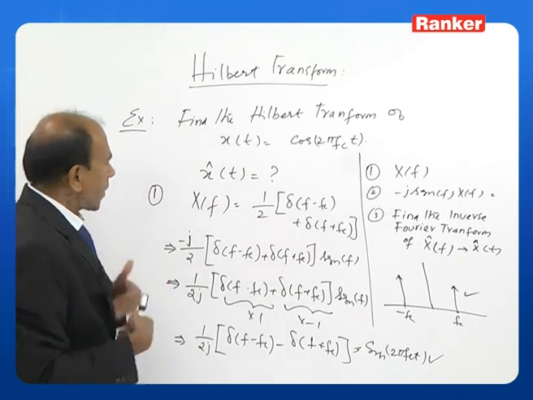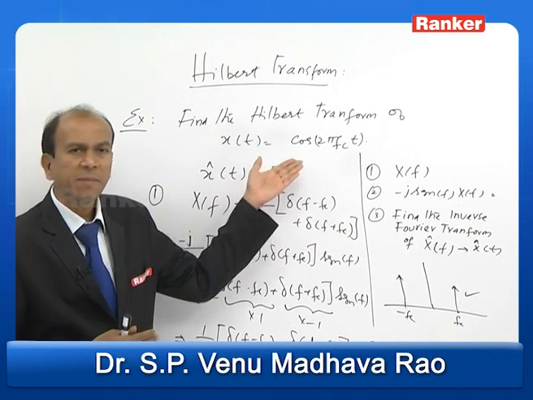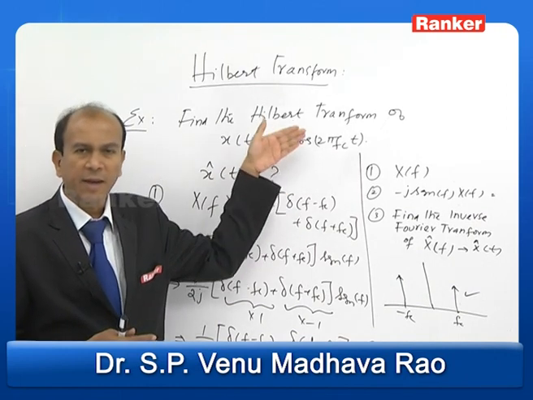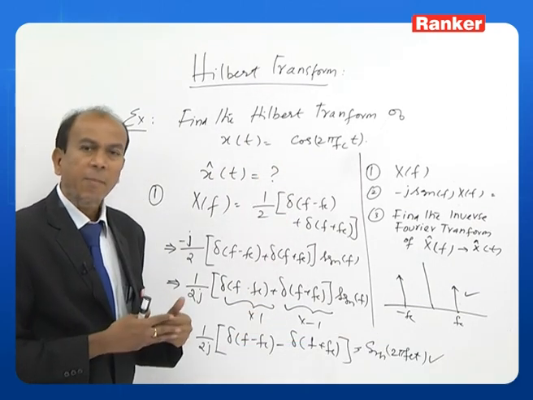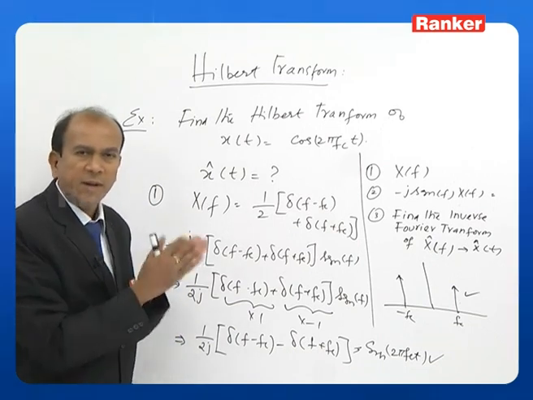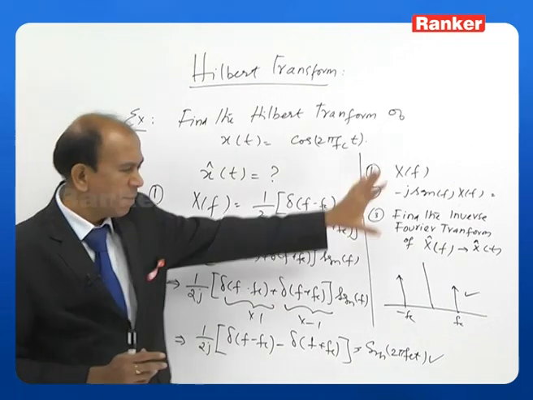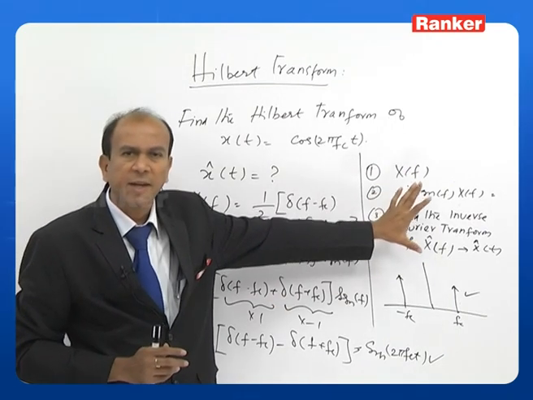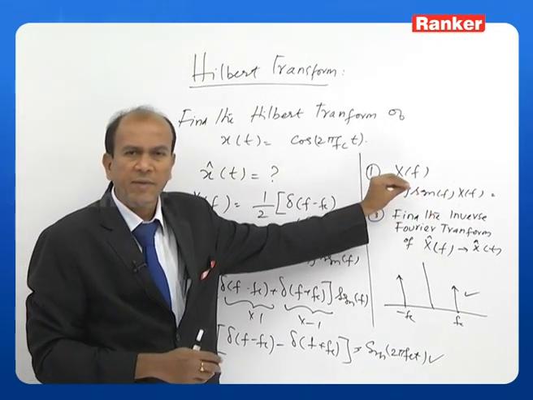Now, another question can be x of t is sine 2 pi fct. Then when I calculate the Hilbert transform of it, I will get minus cos 2 pi fct. So, this is how you have to solve Hilbert transforms. Remember these 3 steps. These 3 steps can help you in solving any problem given Hilbert transform.